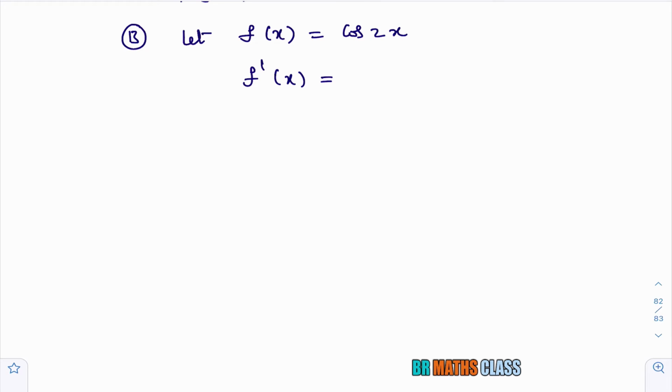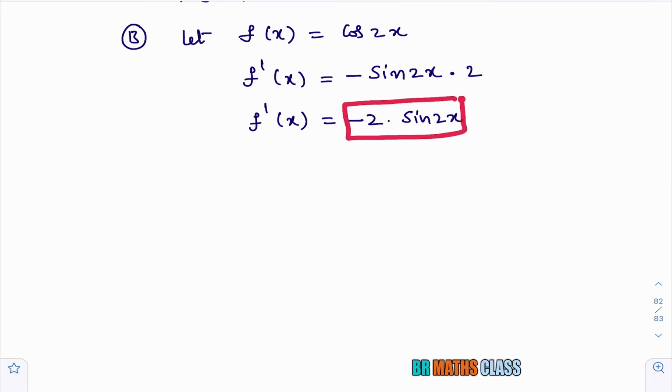Derivative of cos 2x, we know chain rule differentiation. Derivative of cos x is minus sin x. Derivative of cos 2x is minus sin 2x into derivative of 2x. Derivative of 2x is 2. All these things we learn in chain rule differentiation. So what you got? You got that f dash of x is minus 2 into sin 2x. This is the derivative of the given function.